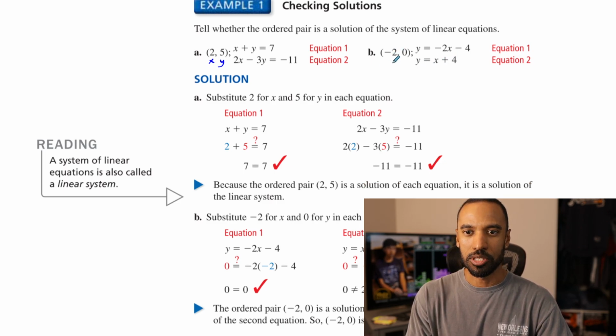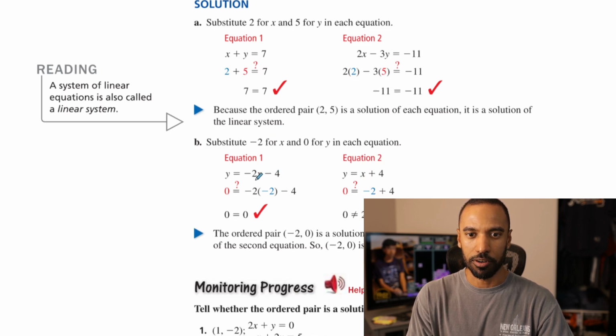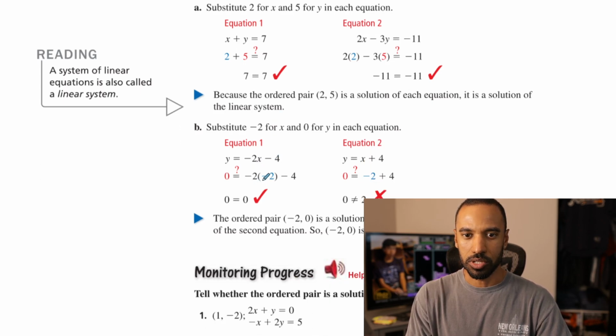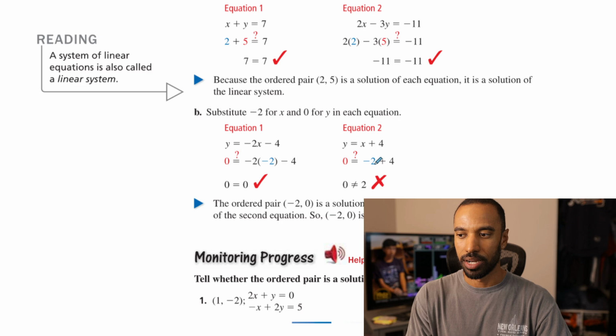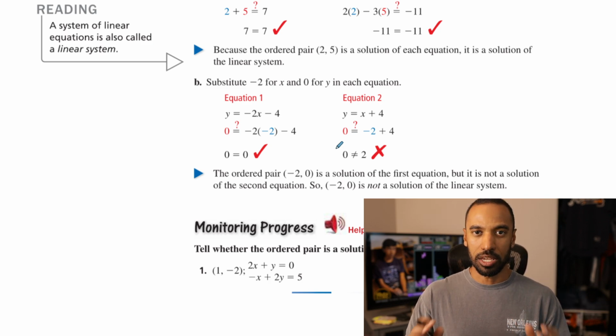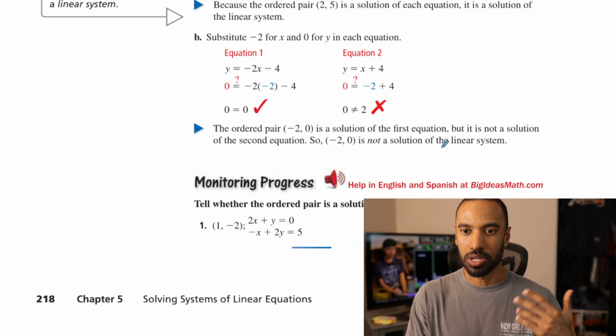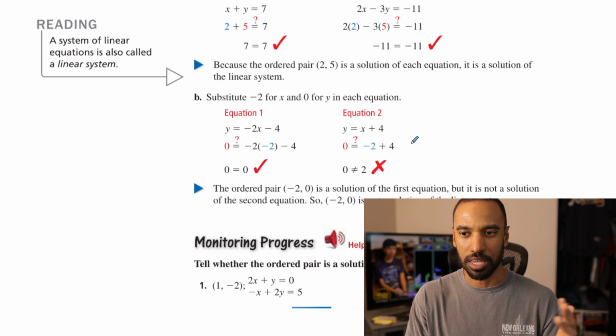Part B, -2, 0. Substitute -2 for x and 0 for y in both equations here. Start with the first one. -2 times -2 is +4. Minus 4 is 0. 0 equals 0. That one works. But substitute -2 into this one. -2 plus 4 is 2, and 2 does not equal 0. So although it is a solution to one of the equations in the system, it's not a solution to the other one. Therefore, it's not a solution of the system, I guess is the phrasing they use.